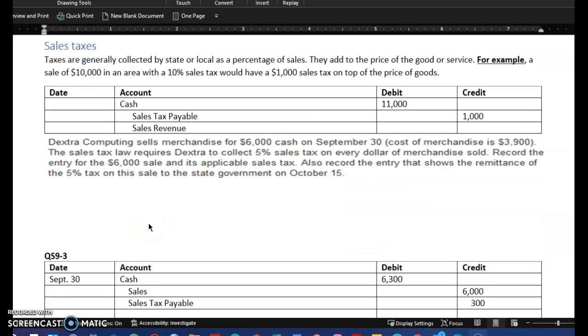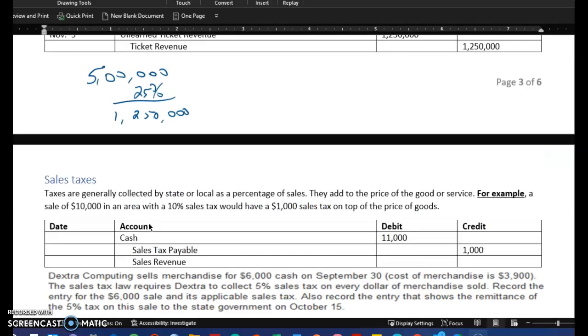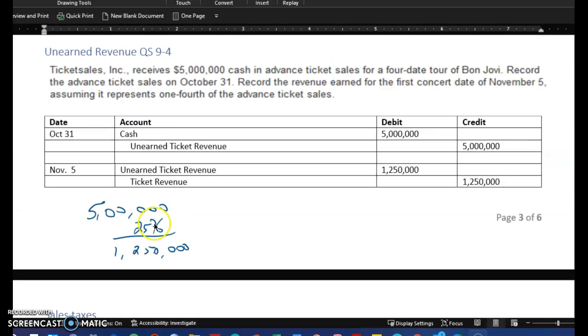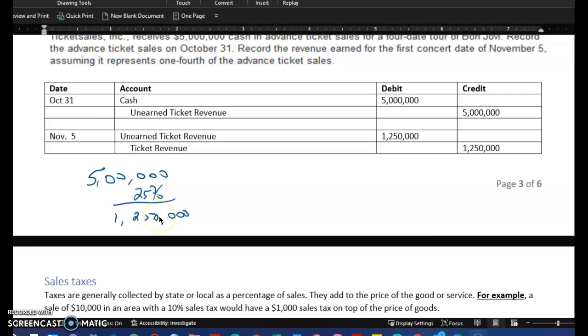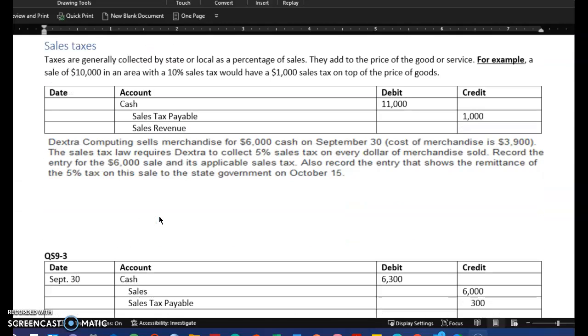Let's look at sales taxes. A lot of little miscellaneous items in this chapter besides long-term debt. Sales tax and unearned revenue are both examples of short-term liabilities. Unearned revenue was covered in a prior video. Sales tax is also another example of short-term liabilities, not long-term.